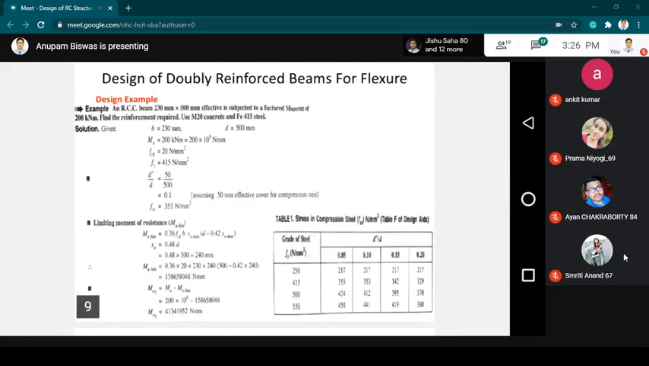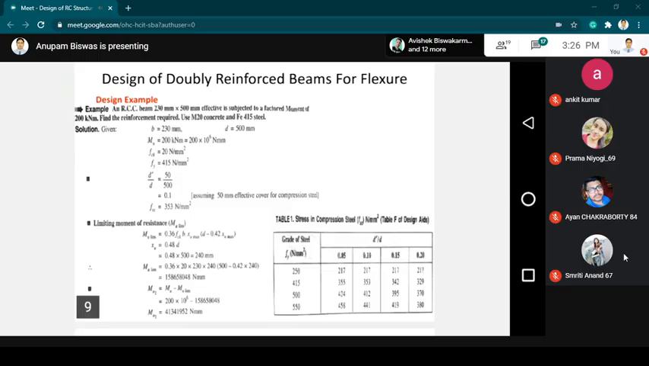So given values are the width and depth, the factored moment Mu, fck and fy. First we have to calculate the value of Fsc. Fsc can be obtained by the d dash by d ratio. So from the table, for Fe415, since the ratio of d dash by d is coming 0.1, we can use this value from the table of design aid, that is 353 Newton per mm square.